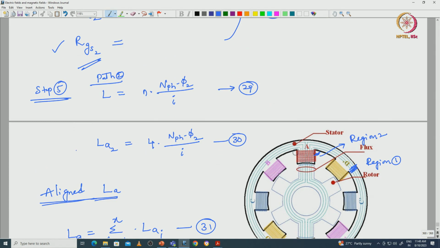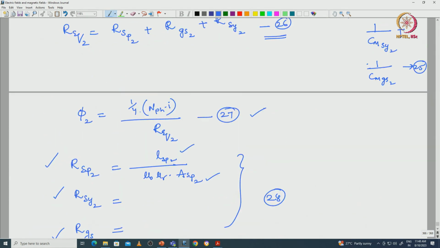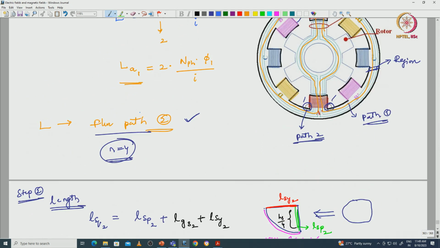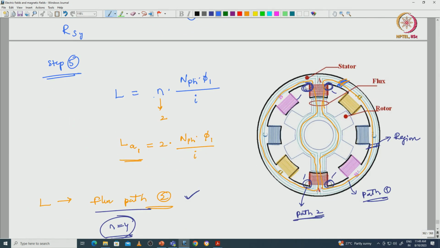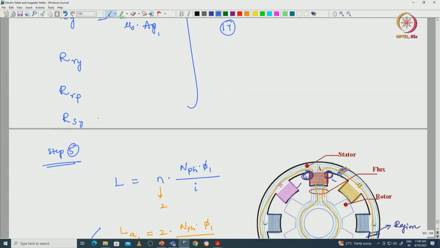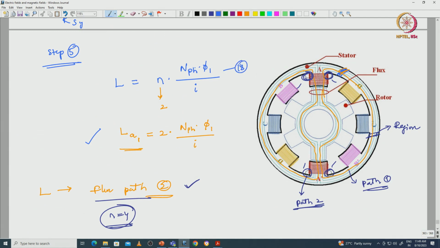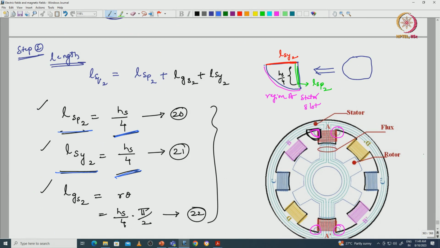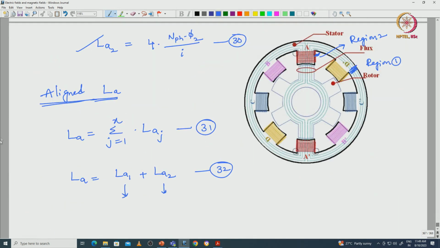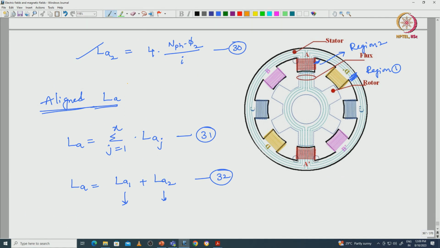LA2 is nothing but equation number 30, and LA1 we have calculated in the earlier lecture. So, based on this equation we can calculate. This is equation number 18 and equation number 19. So, this is the final inductance equation to calculate the aligned inductance. This is the equation with respect to the aligned position.